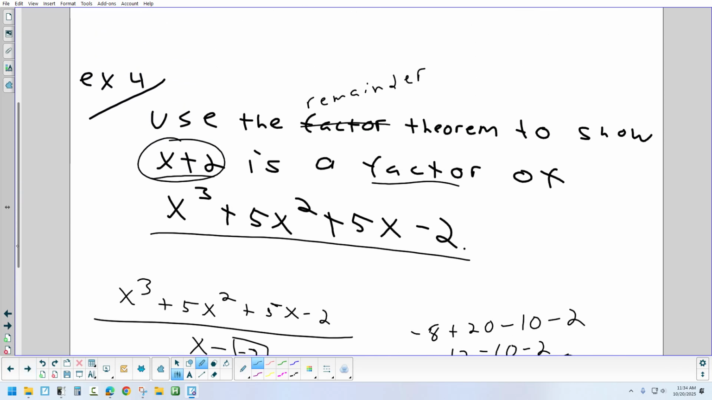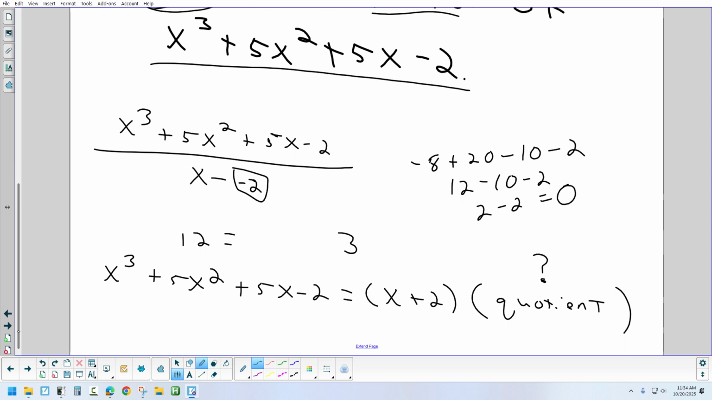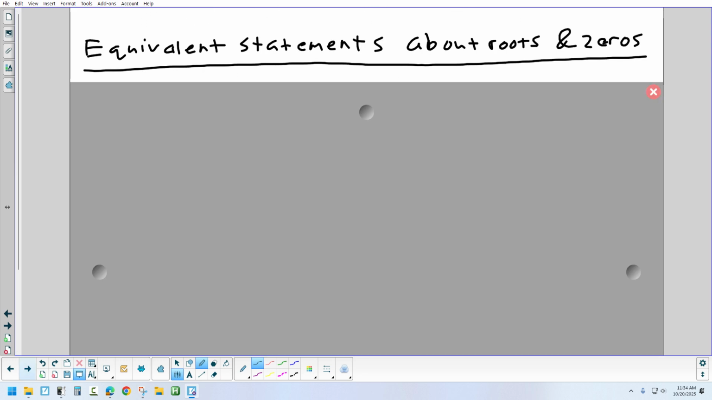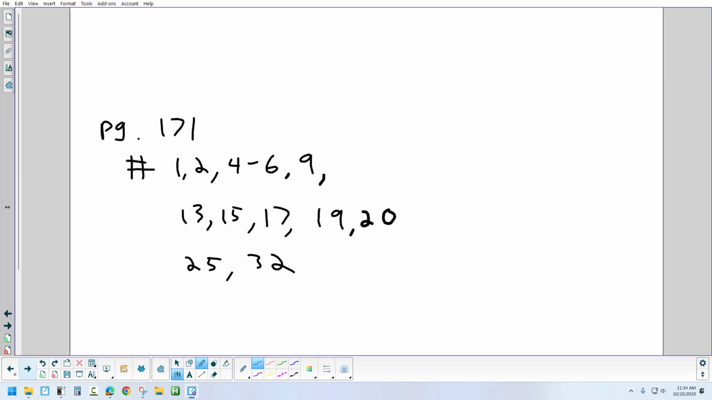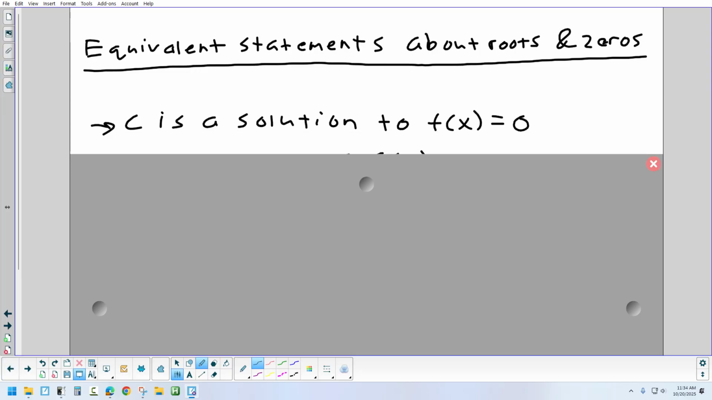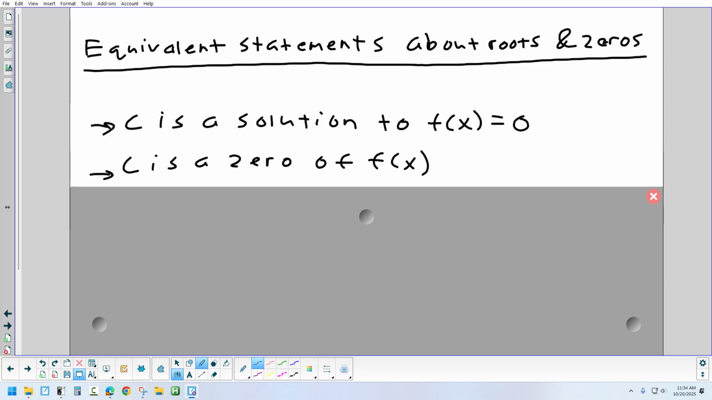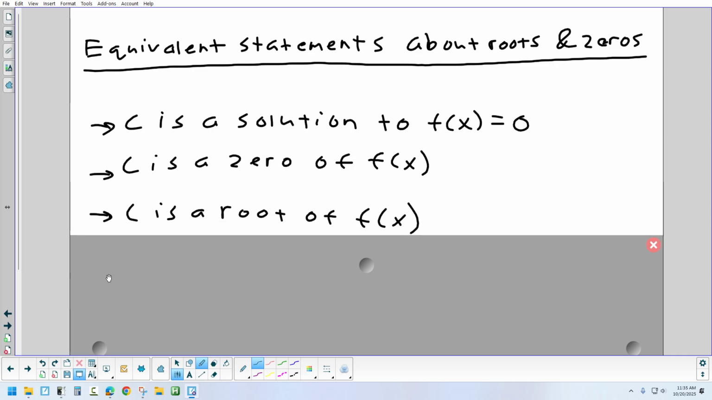Any questions on how we showed the remainder here was 0? Okay. So let's look at a few different statements about that. If you have a number that you could plug in and get 0, we call that number a 0. What's another name for that number besides a 0? A root. Yep. So that's equivalent.